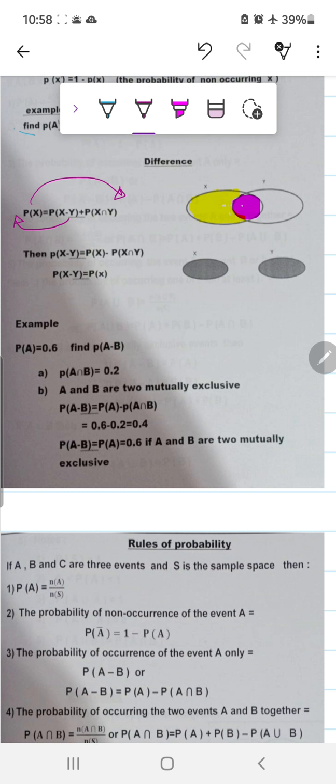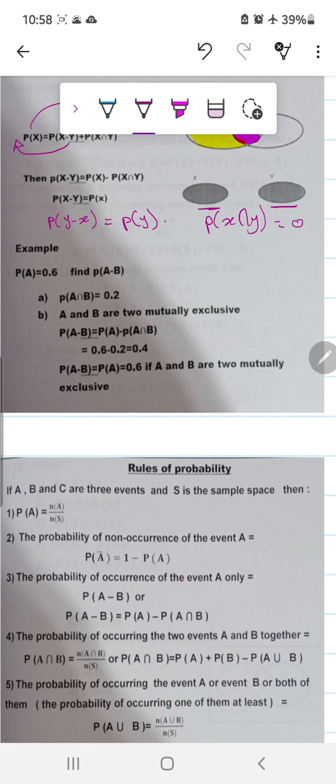Okay, and if we have two sets that are mutually exclusive like this, we don't have any intersection between them. The probability of the intersection equals 0. So directly in the rule, probability of X minus Y equals probability of X. And also probability of Y minus X equals probability of Y.